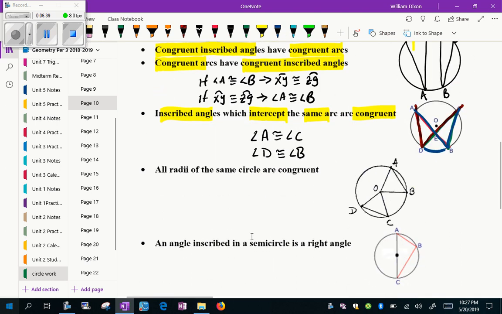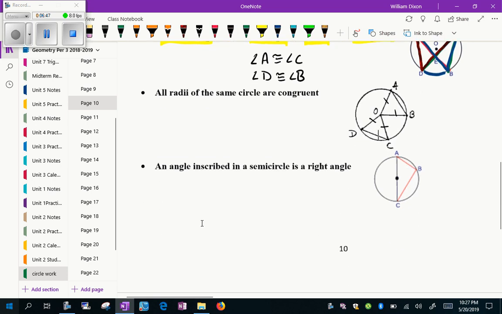Okay, all radii of the same circle are congruent, and I just marked that. That's what makes a circle equidistant from the center. All right, and the next one we've talked about in class also, that an angle inscribed in a semicircle is a right angle. Well, this inscribed angle here that's inscribed in the semicircle, that's angle B, and its intercepted arc is AC. We know AC is 180 degrees. We know that B is half, so that is going to be 90 degrees.